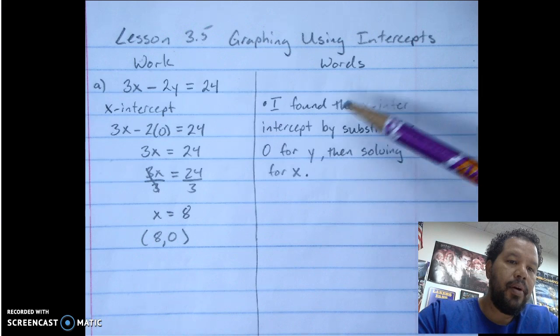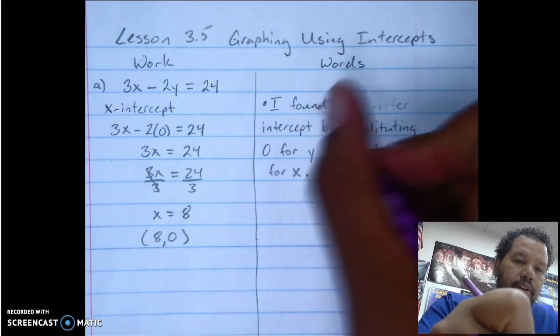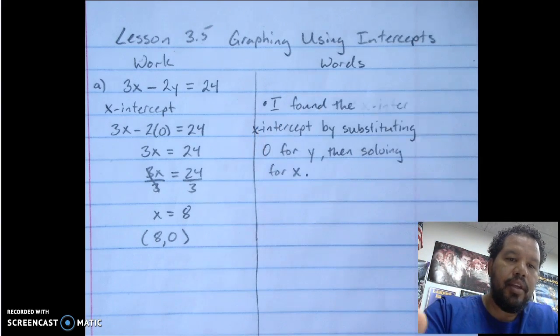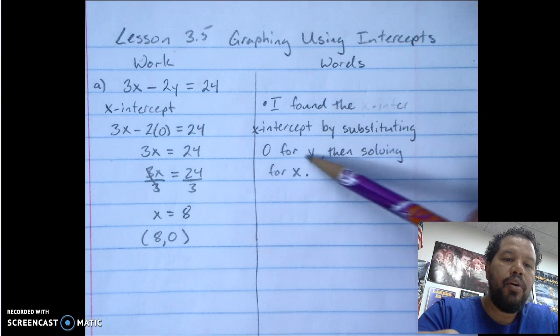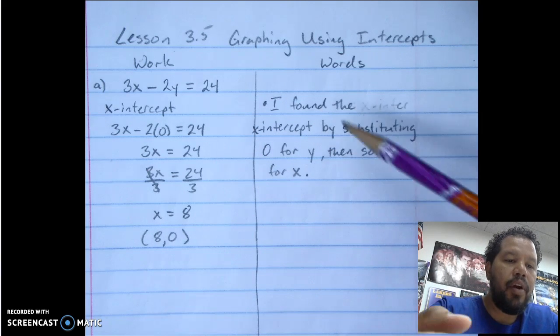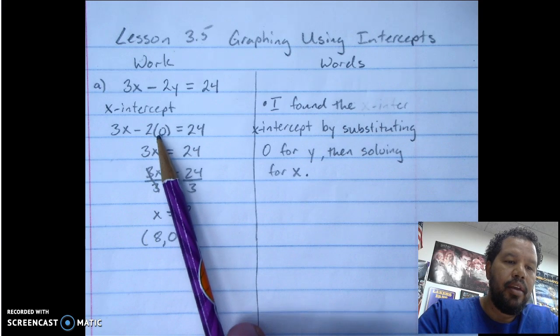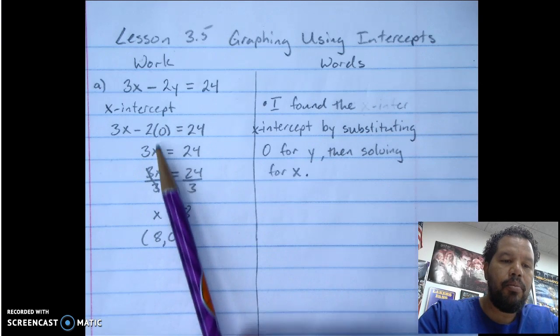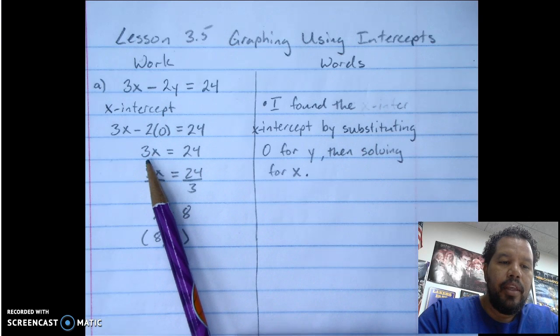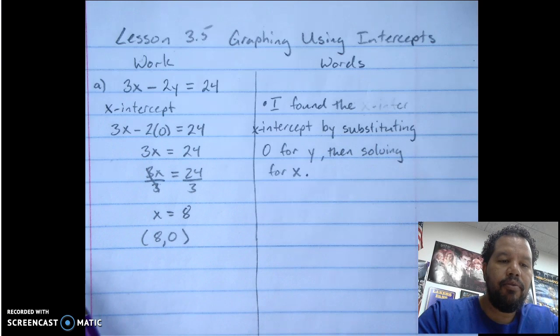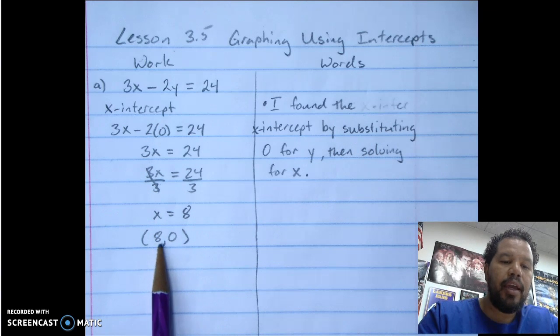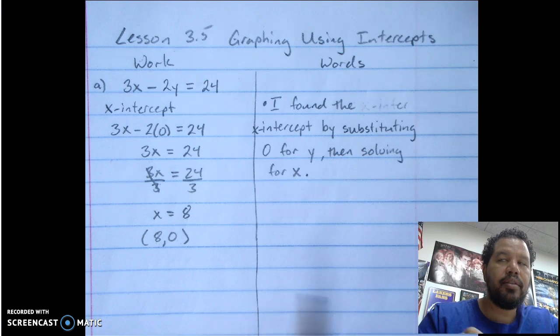Okay, so what did I do? I found the x-intercept by substituting 0 for y, then solving for x. So if you look at the work, I put 0 in for the y, and 0 times anything makes that term go away. Then I divided by 3 because I wanted to solve for x, getting x by itself. And so I got this point, x equals 8. And as a point, that's 8, 0, because my y is 0, my x is 8.